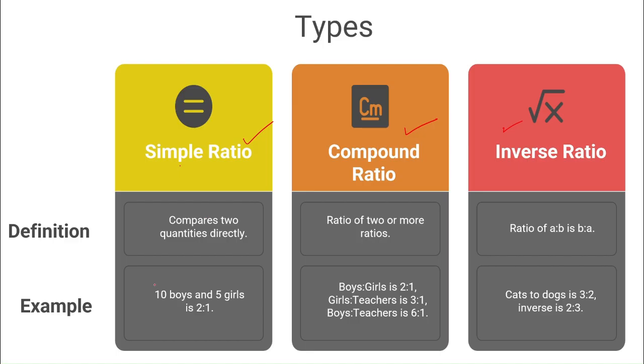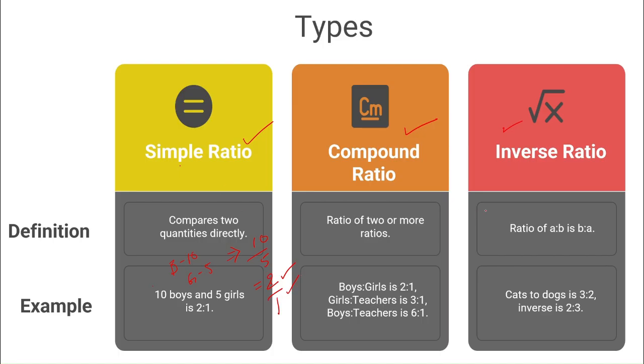As in the previous example, simple ratio is nothing but comparing two quantities directly. So in a class you have 10 boys and 5 girls. How do you compare them? You divide 10 by 5, then you get 2 by 1. So in a class the ratio of boys versus girls is 2 is to 1. So this is simple ratio.